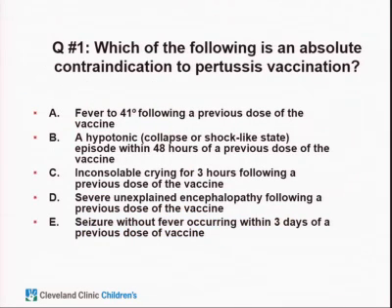All right, so let's do a question. Which of the following is an absolute contraindication to pertussis vaccination? Fever to 41 following a previous dose, a hypotonic episode within 48 hours of a previous dose, inconsolable crying for 3 hours following a previous dose, severe unexplained encephalopathy following a previous dose, or seizure without fever occurring within 3 days. Which of these is the absolute contraindication?